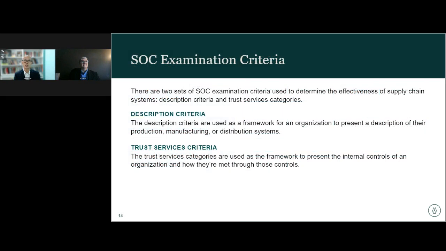Sue will take us further into depth of understanding the SOC examination criteria, both the description criteria and the trust service criteria. So Sue?